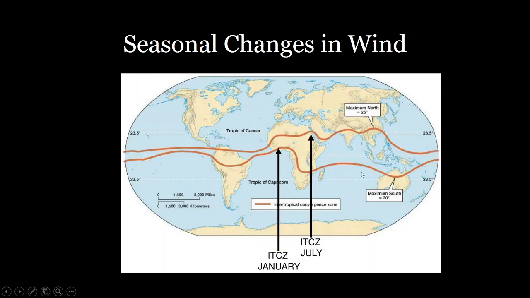And this has a big effect on weather because remember the ITCZ is an area where you have upward movement of air and therefore cloud formation. And so that position of the ITCZ determines the weather for that region.